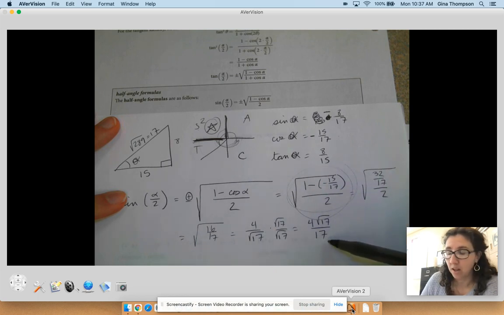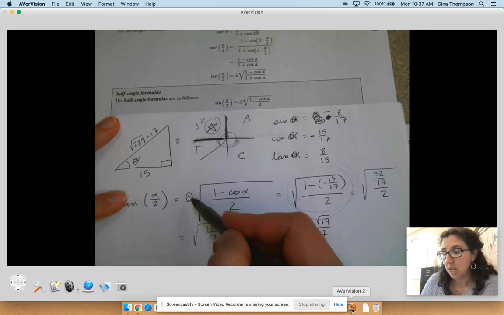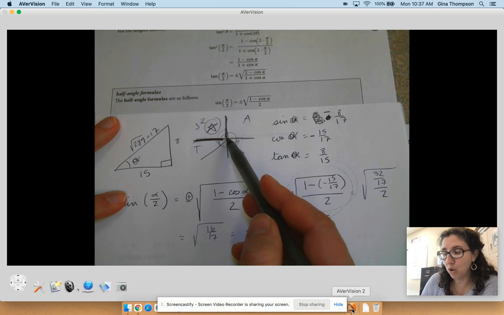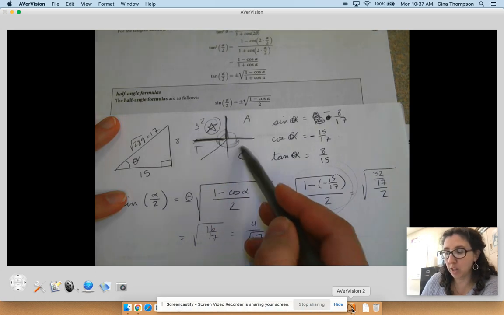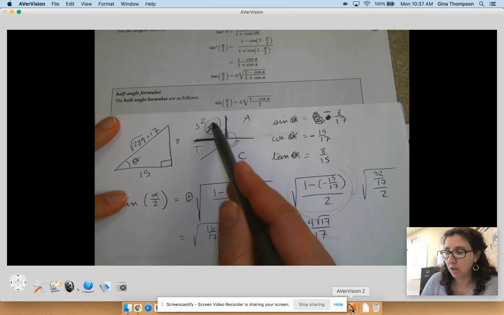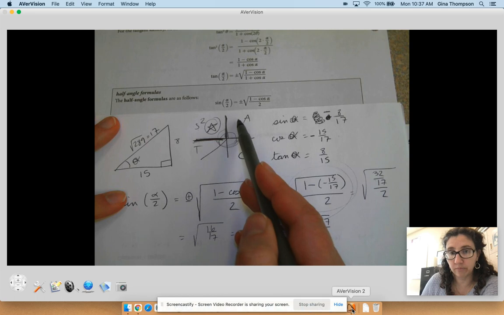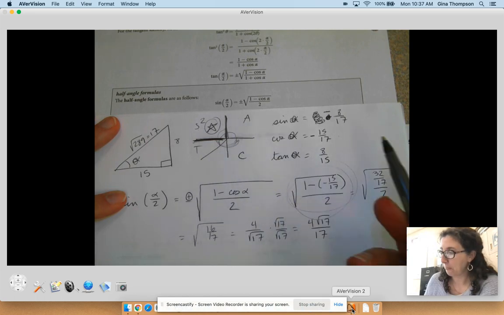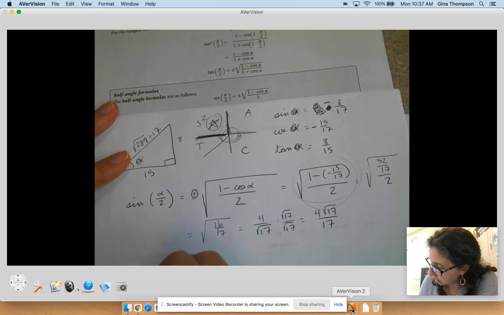Okay? So things that are tricky about half angle, figuring out if it's plus or minus. Okay, the way you do that is you think, okay, alpha over 2 is going to be in which quadrant? If it's anywhere over here, it's going to end up in quadrant 2. If it's here or here, it's going to end up in quadrant 1.